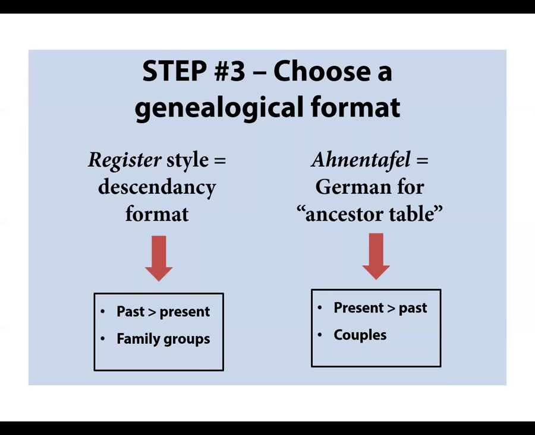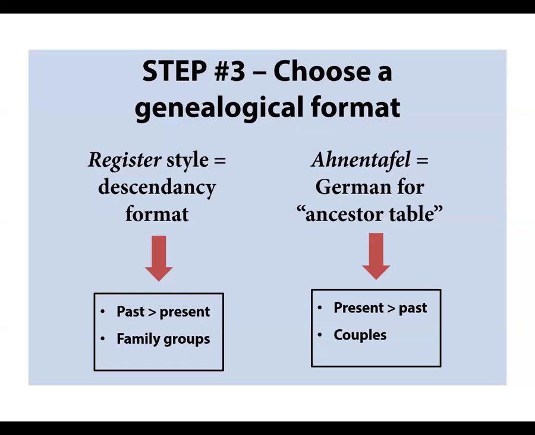It's also called descendancy format because it starts in the past and traces the descendants of that person to the present, including all their children. Living family members will be found at the end of a book that's done in register style.